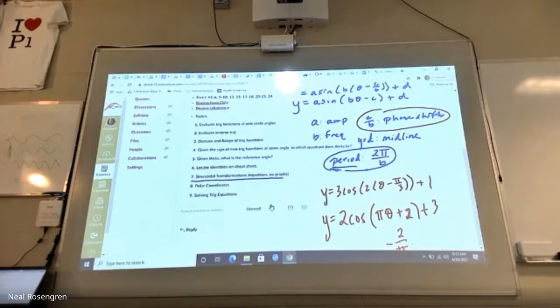Okay, is the b factored out or not? That's the big thing that they try there. The other thing they like to do, like I said, is the period versus the frequency. Look carefully. If they're asking for frequency, they're just asking for b. If they're asking for the period, that's 2 pi over b.